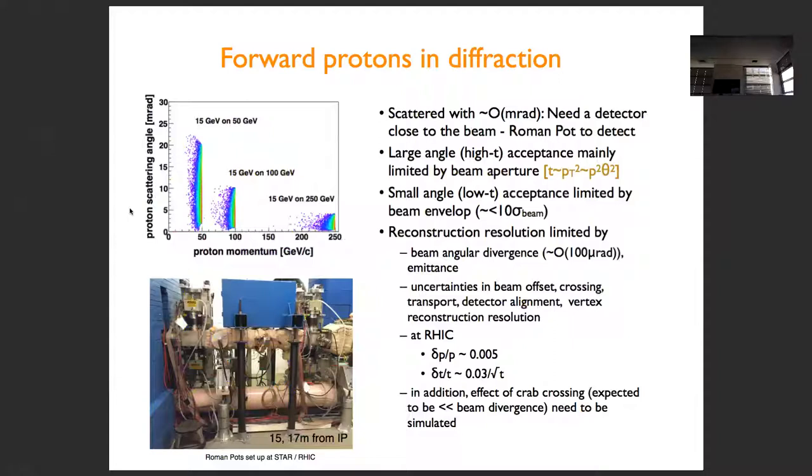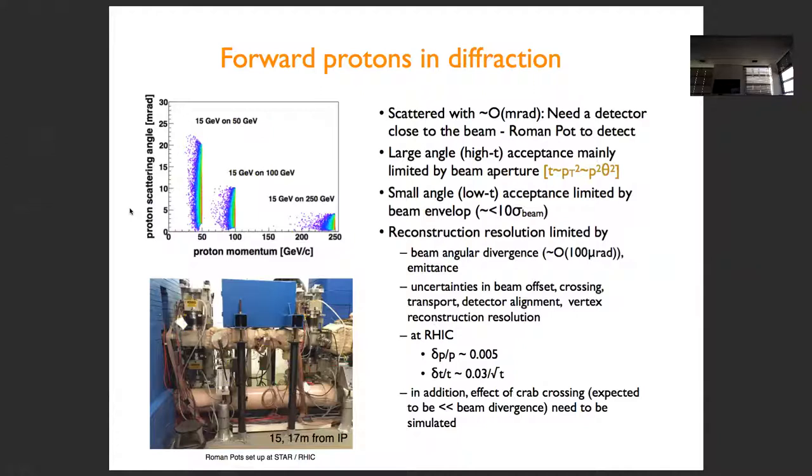What is involved in the measurement? Again, I try to put a little bit in the picture so you get the real feeling. These are the scattered protons, with an angle on the order of milliradians. So the protons have a very tiny angle, just off the beam line, and you really have to get very close to the nominal beam line.